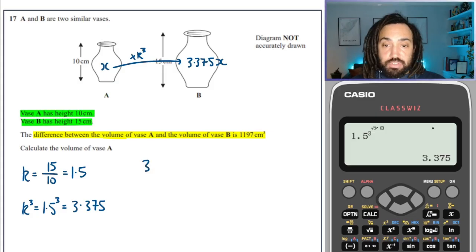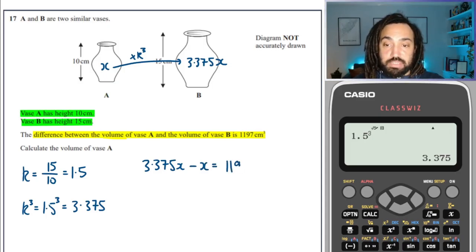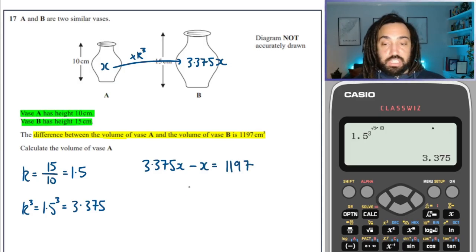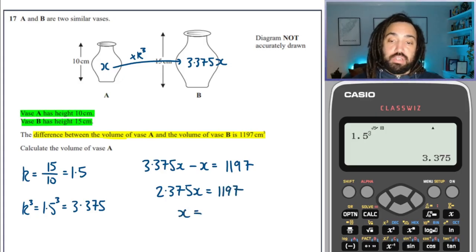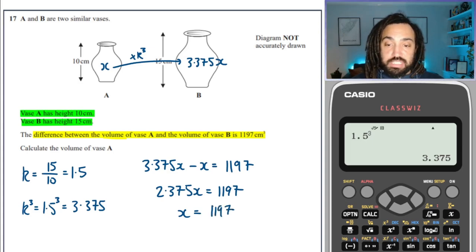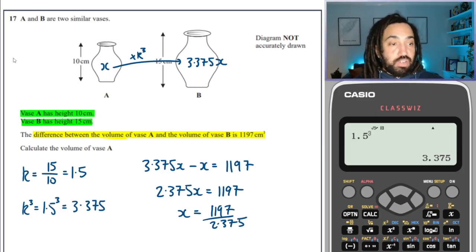Now the difference will be the larger volume minus the smaller volume. That'll be the difference, and we're told that's equal to 1,197. So if I have 3.375x and I take away 1x, I get 2.375x. And then if I divide through, this should give me my value of x, which is exactly what I'm looking for, because x represents the small vase's volume, and that is the question that they've asked.